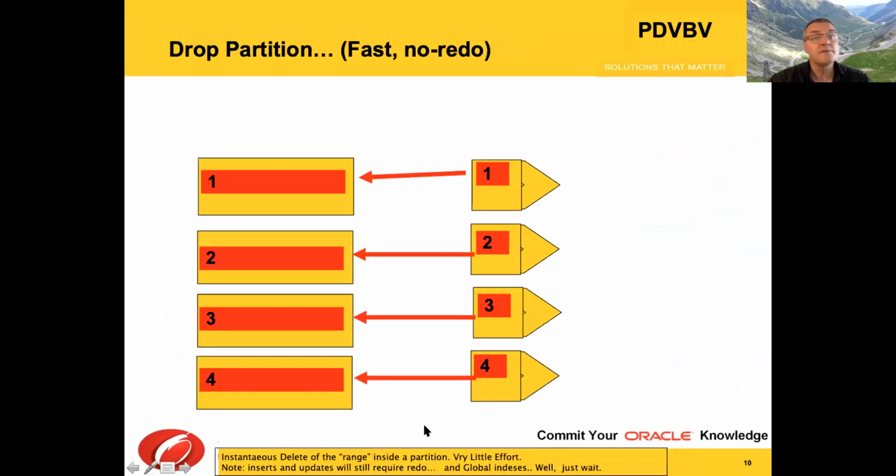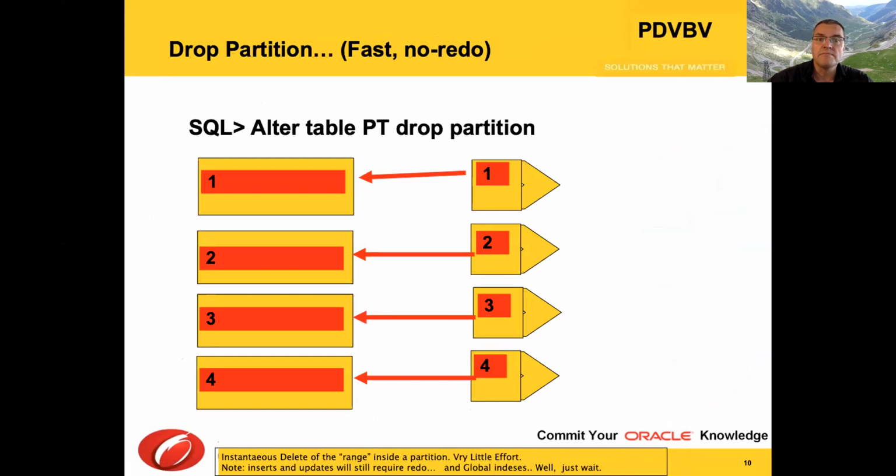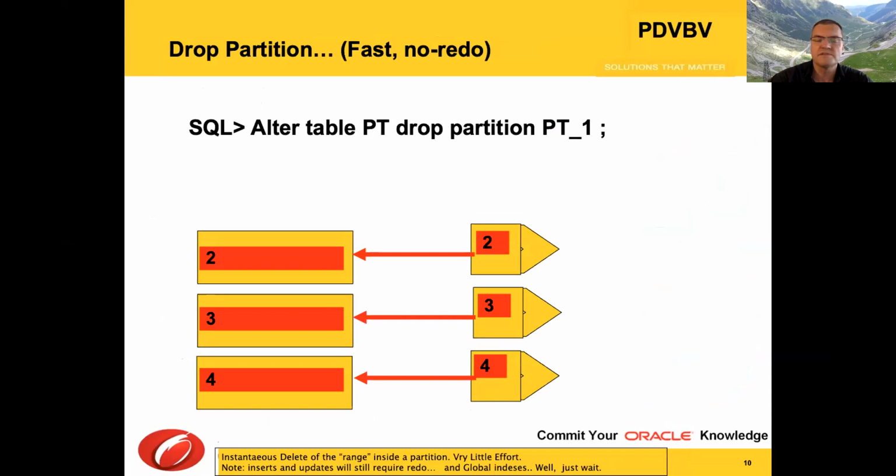You guys want to see how that works? Like this. Alter table, drop partition, partition 1, and it's gone. This is where you look at it. Any questions about this? No, we already know this.